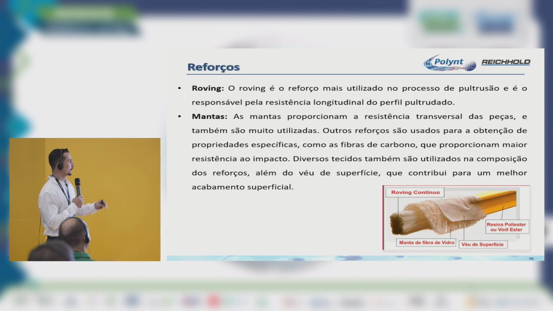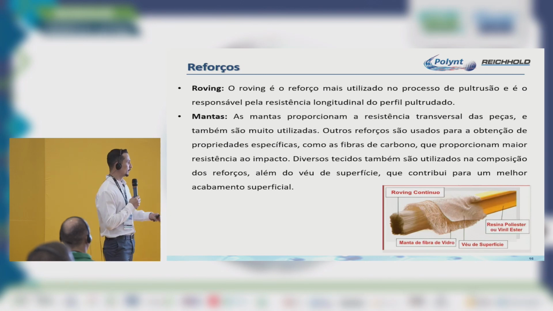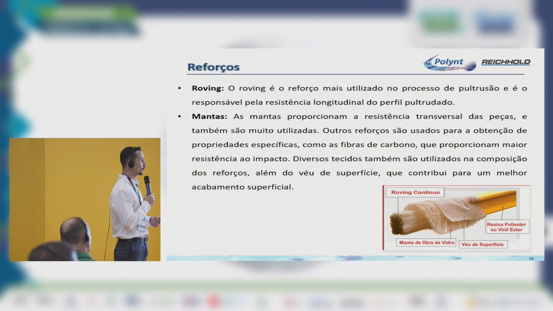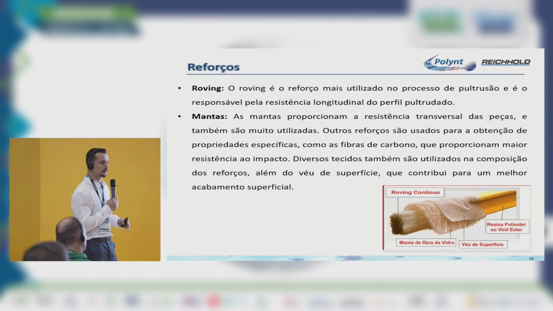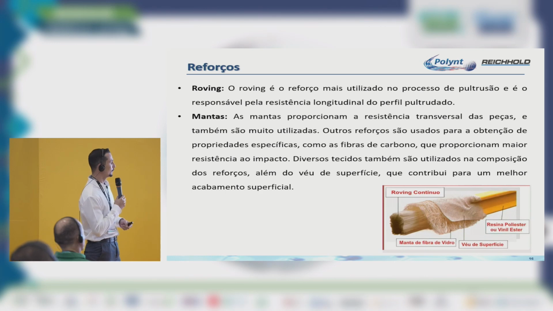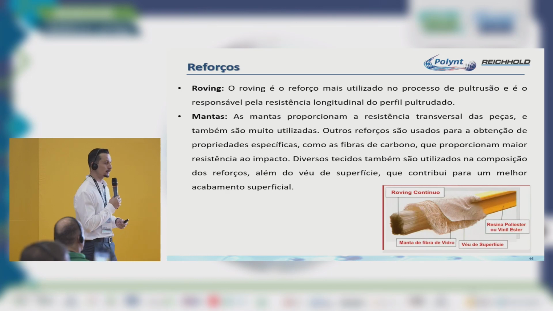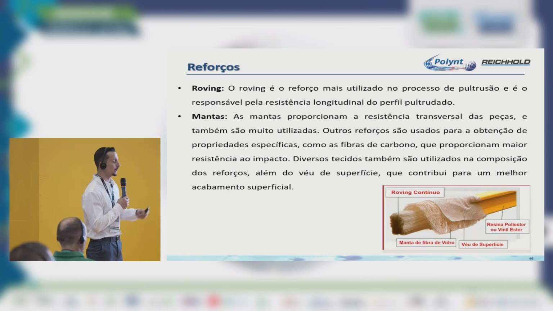Talking about the reinforcing rovings and mats, rovings help you provide a mechanical structure, especially longitudinally, and for transversal resistance, the mats. And here we see this image from within. We have a continuous roving which gives it longitudinal strength, and the mat, which is glass fiber or could be carbon fiber, which is a transversal strengthening factor.